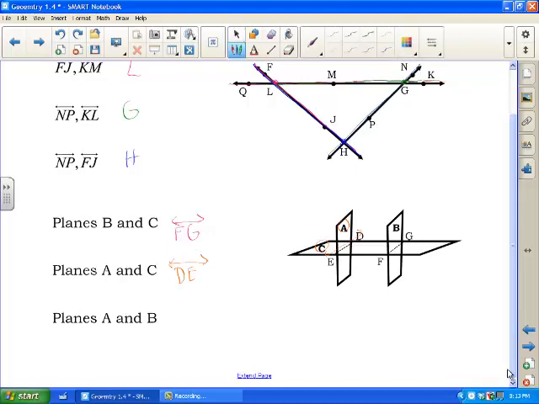Planes A and B. Now I said earlier that these two looked like they were about parallel, and it doesn't seem like they're ever going to intersect each other, so they would have no intersection.